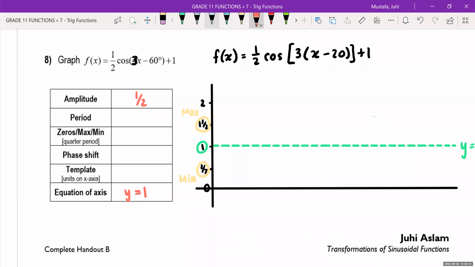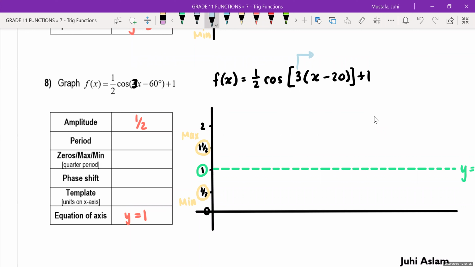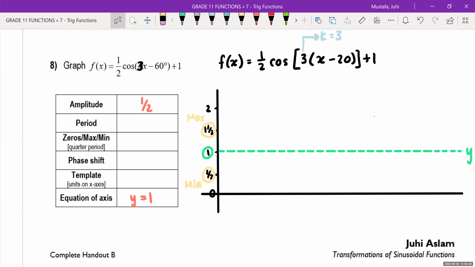Our K value is equal to 3. And if you didn't factor it out, you would have gotten the K value correct, but you would not have gotten the phase shift correct because it wouldn't be 20, it would be 60. So just be mindful of that.